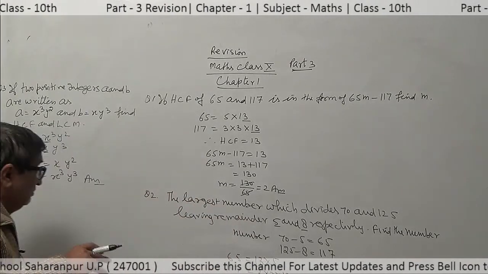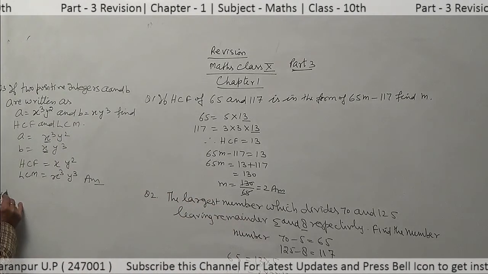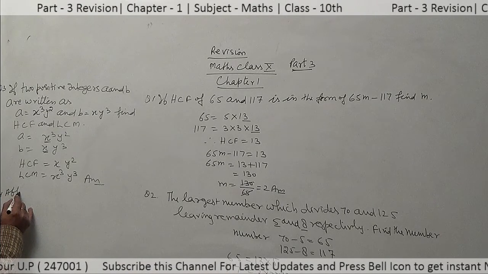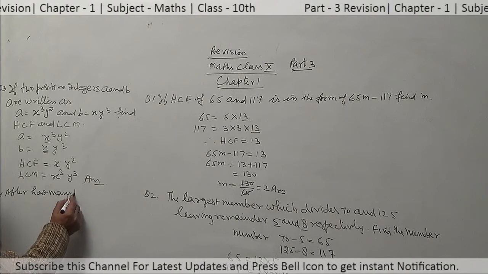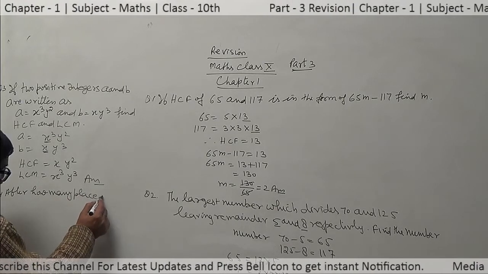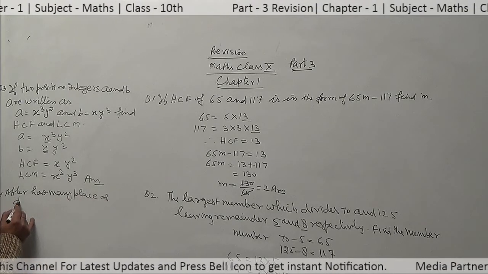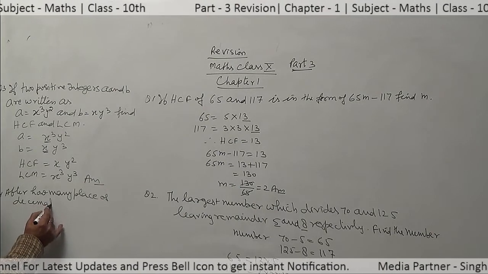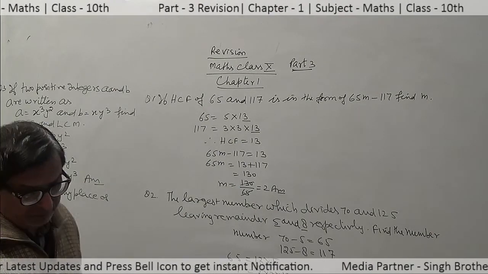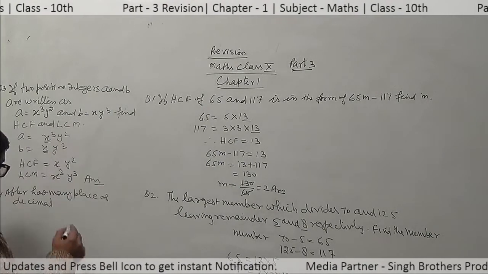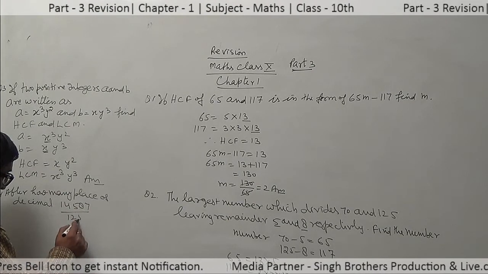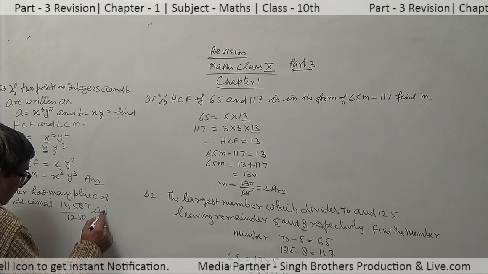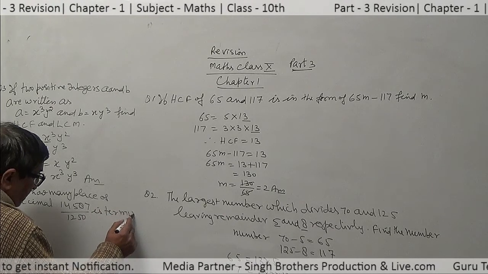Next question: after how many places of decimal is 14587 upon 1250 terminating?